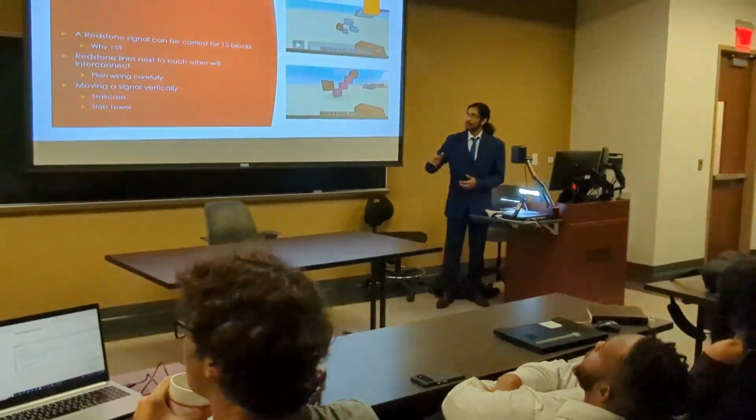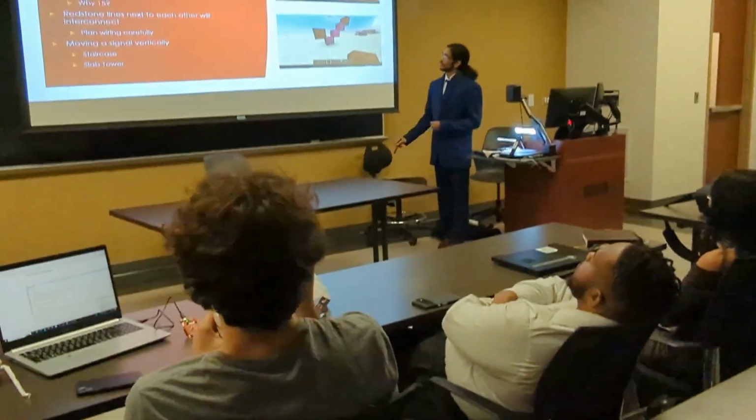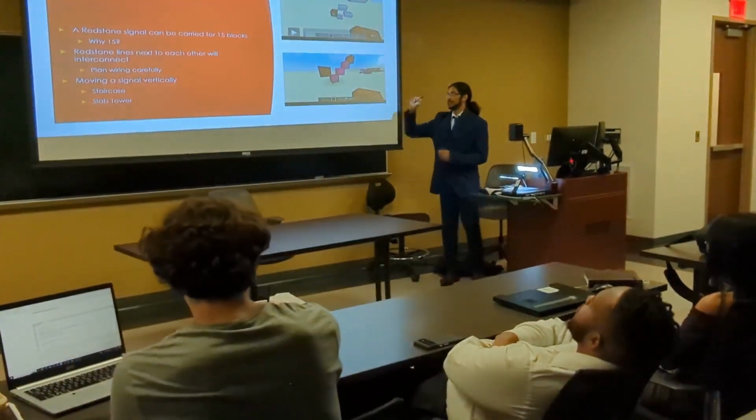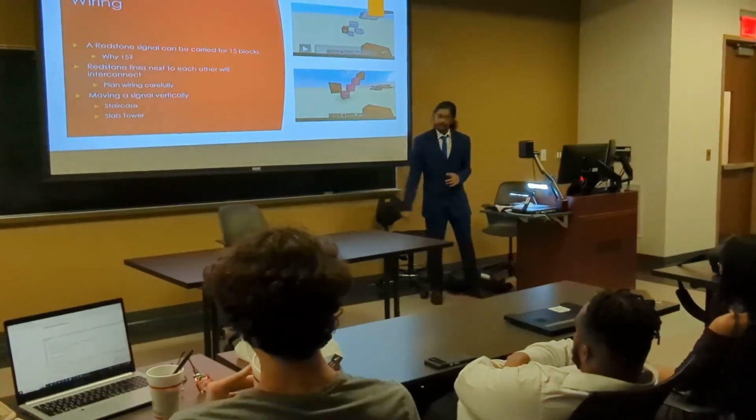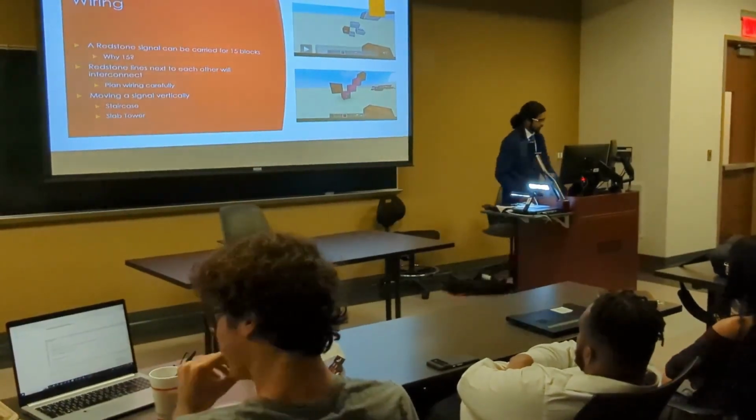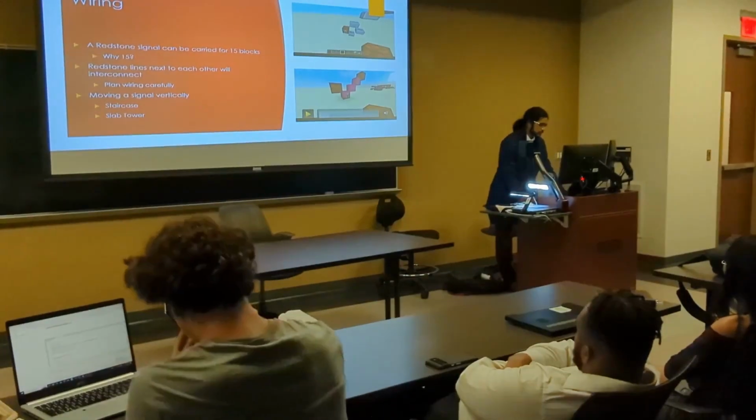And so wiring has to be planned very carefully, because wiring will interfere with each other if they're right next to each other. It needs to be a block of space if you want to have 2 separate signals. And there are three different ways to move the signal vertically.